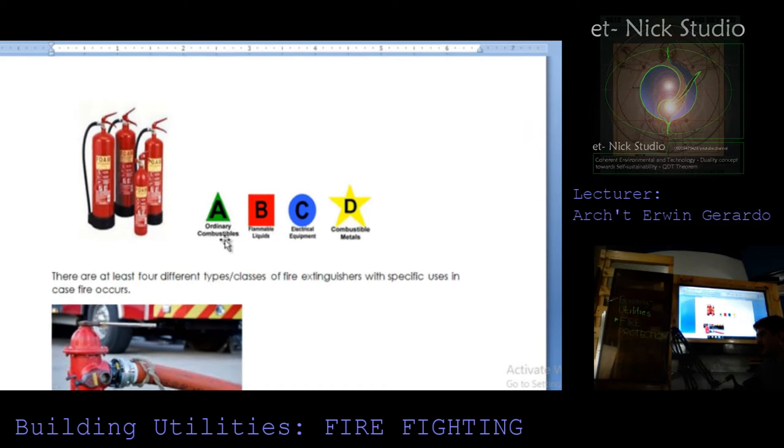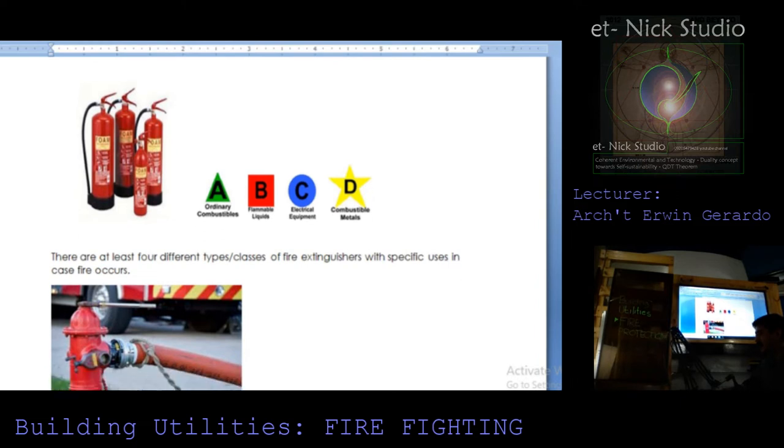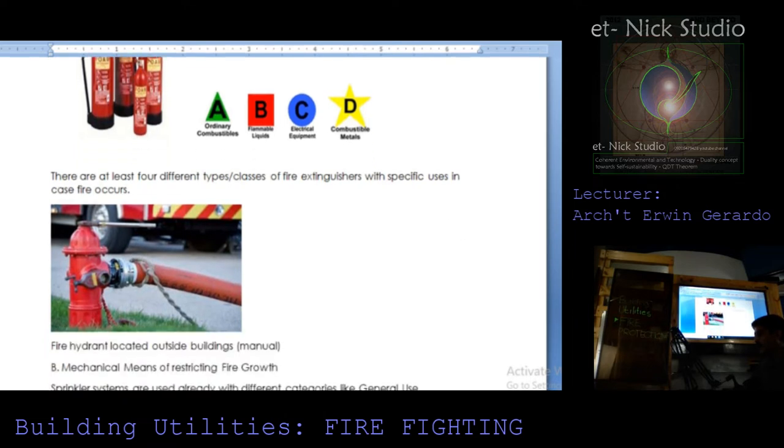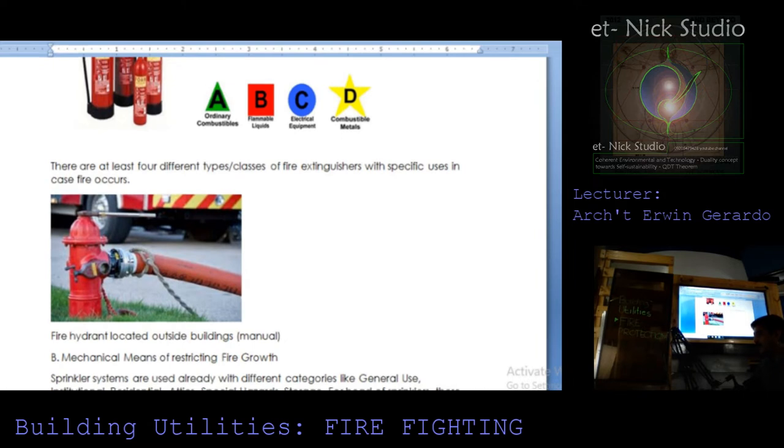These are the extinguishers. It can be the ABC. A denotes that this is intended for ordinary combustibles, B for flammable liquids, and C for electrical equipment. And D is for combustible metals. A fire extinguisher is denoted by these letters, which denote the type of fire extinguisher available on site or in the building. There are at least four different classes of fire extinguisher with specific uses in case fire occurs.